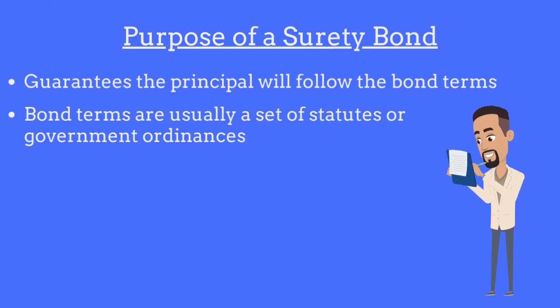A surety bond guarantees that the principal will act in accordance with the terms established by the bond, which are usually a set of statutes or ordinances required for business licensing or performance of contract terms.